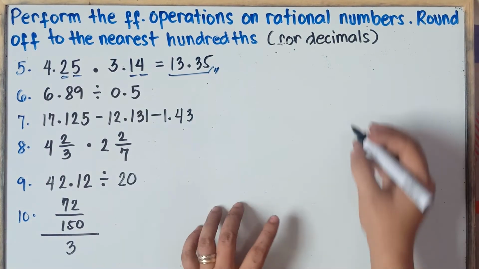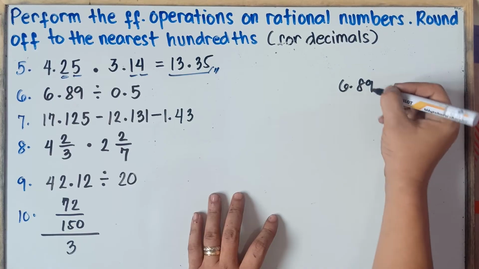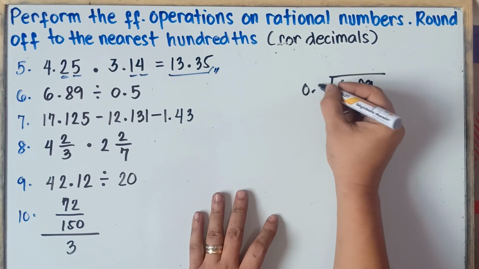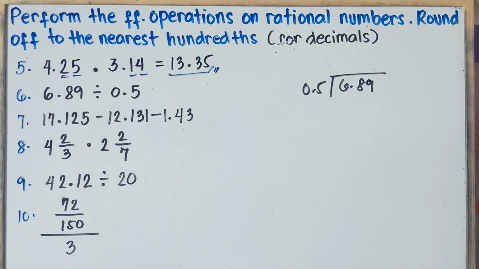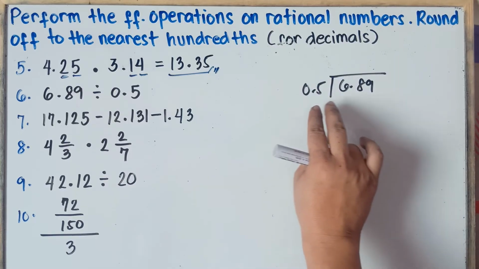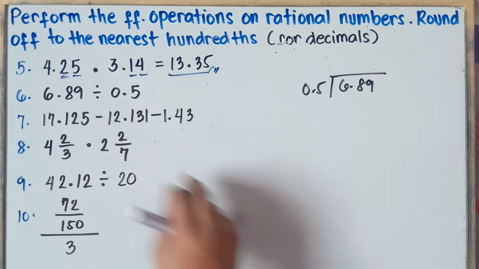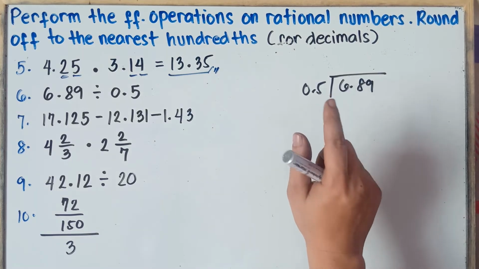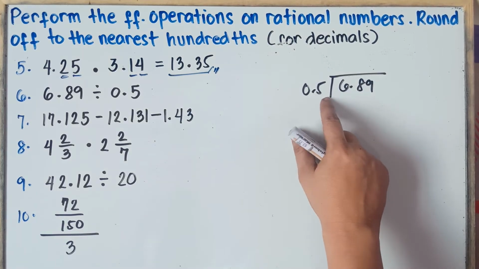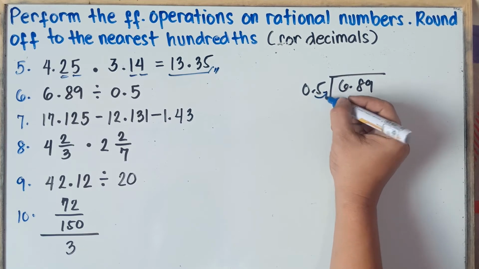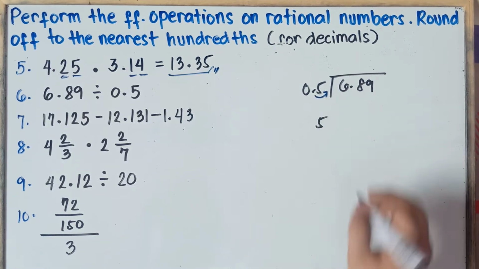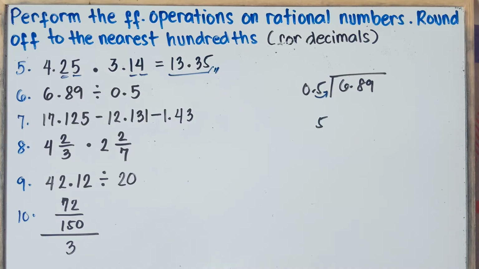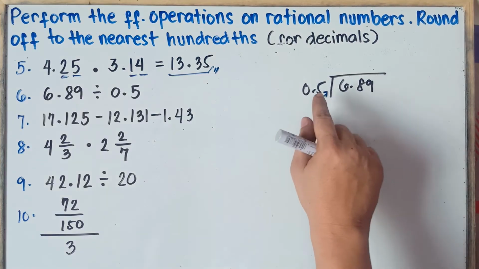So this will be 6.89 divided by 0.5. Once again, class, if you're dividing decimals, you need to make your divisor into a whole number. So this will be our dividend. This will be our divisor. You need to make your divisor into a whole number. This is 0.5. Therefore, we need to move the decimal point left to right once. So this becomes 5, a whole number 5.